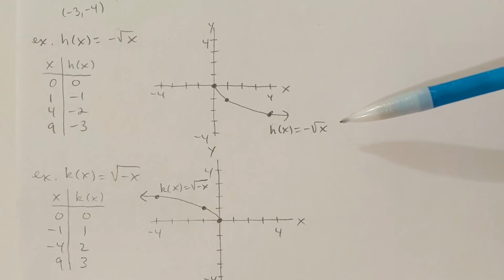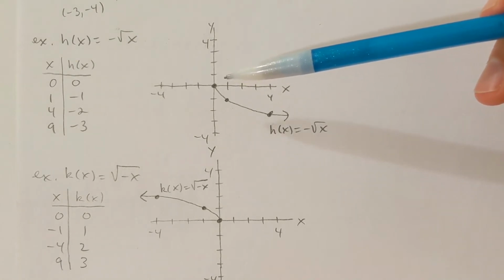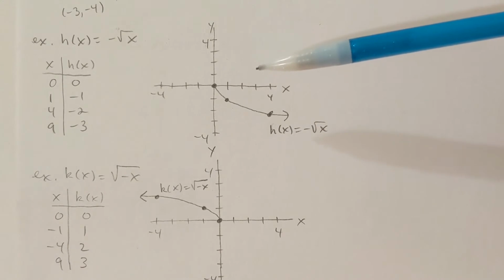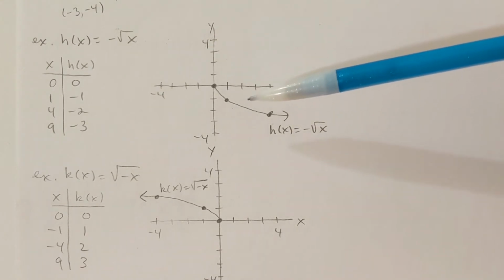Okay, so what's happening here is that we're starting off with a graph of y equals the square root of x, and we're going to rotate that into quadrant 4 because of that negative that's going on there.